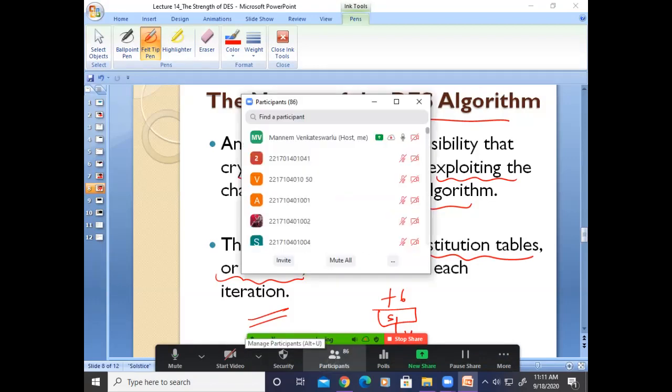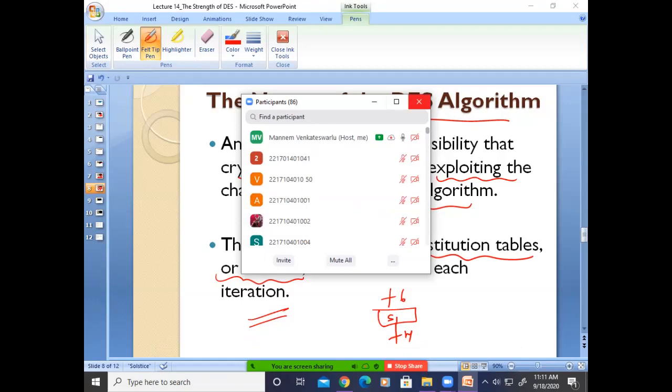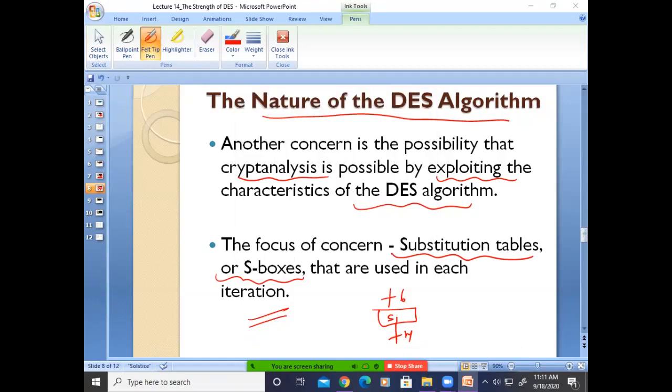Clear, all of you? One is the 56-bit key. The next one is the nature of the DES algorithm, especially S boxes or substitution tables.